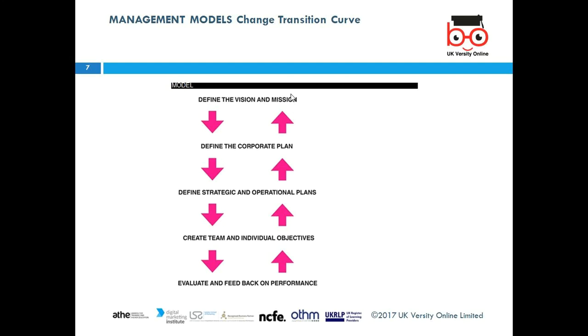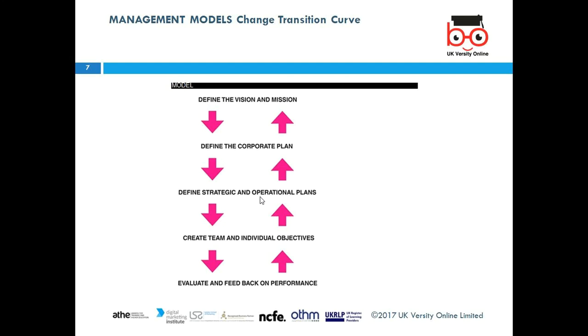Define the corporate plan. Corporate plan means the overall organization plan. What we'll do, how we'll do it, all this. Define the strategic and operational plan. What is the difference between the corporate plan and the operational plan? Any thought? The corporate plan is the overall plan, while the operational plan is the departmental plans, which lead to the main plan, isn't it? Yes. Okay, think about our organization, how many departments we have.